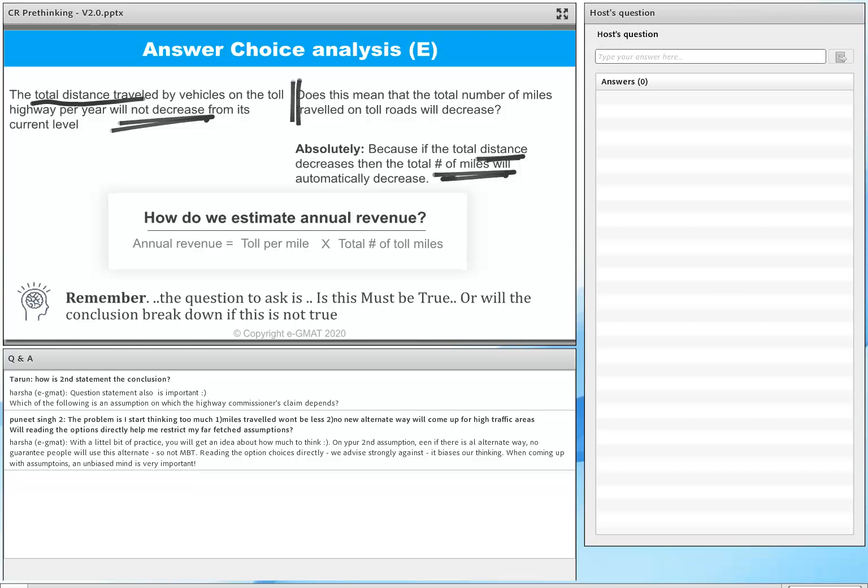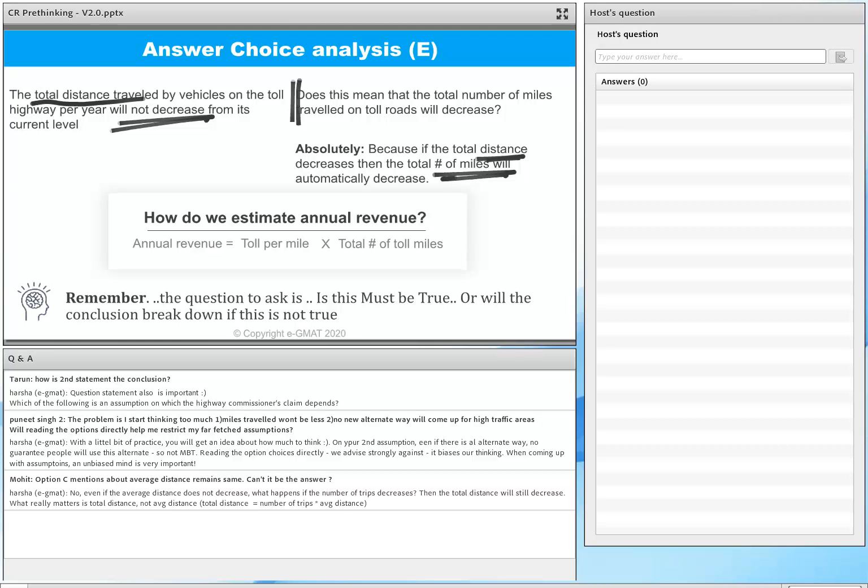People who chose other answer choices, can you see how choice E satisfies that must be true condition? Now can you see? I want to see a few more yeses, guys. Come on.